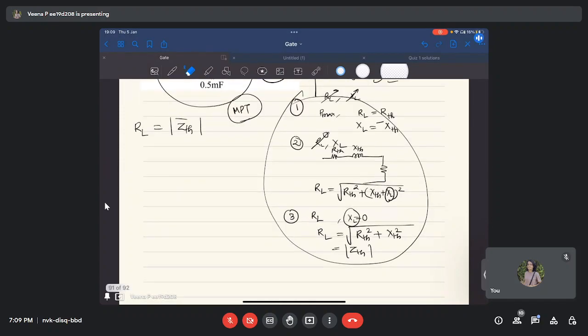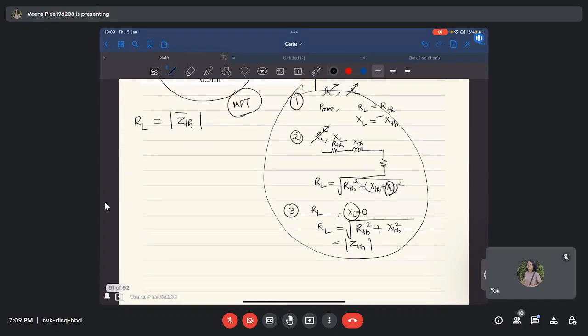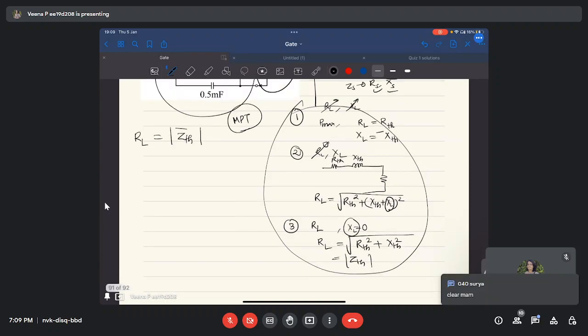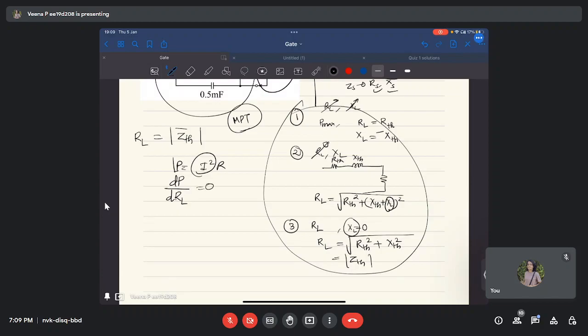Rather than studying these equations as such, it would be better if you could derive these relations. How you derive them is, you know that through the load, the power is I square R. You get an equation for I in terms of voltage by impedance. You find the magnitude of I, and you square it. This is the power. So for maximum power, dP by d of whatever you are varying. If you are varying RL, dP by dRL equal to 0, you solve and you get these relations.